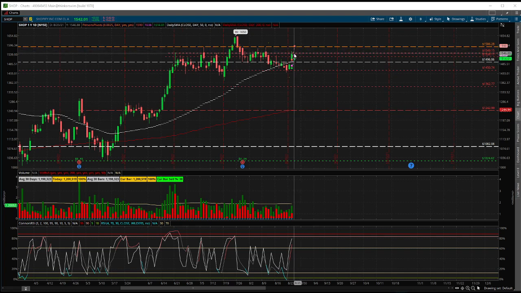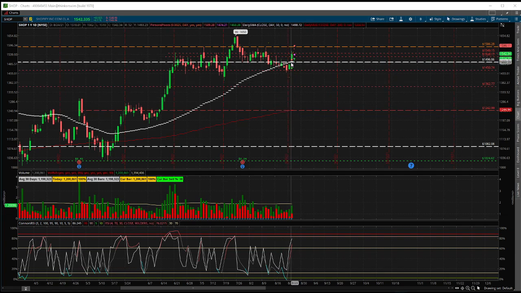I wouldn't enter today to swing because it could gap down tomorrow and the premium could be substantially deflated. So I would definitely wait for the market to open. But given the bullish candle here and the gap unfilled here, if Shopify even just opened flat, I would still enter a call.